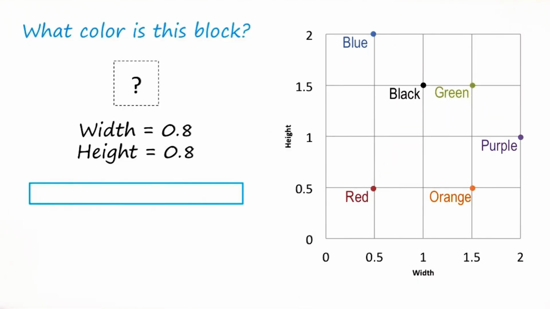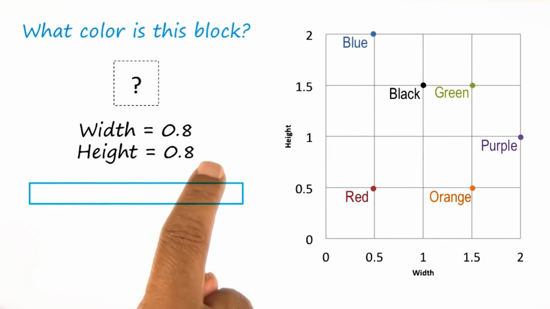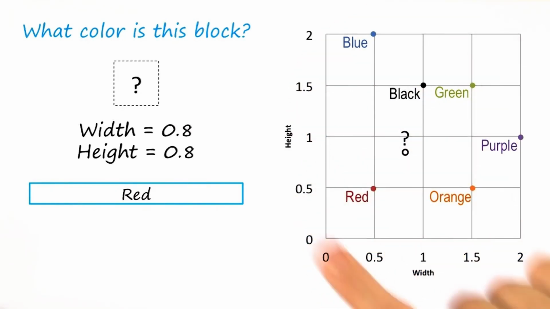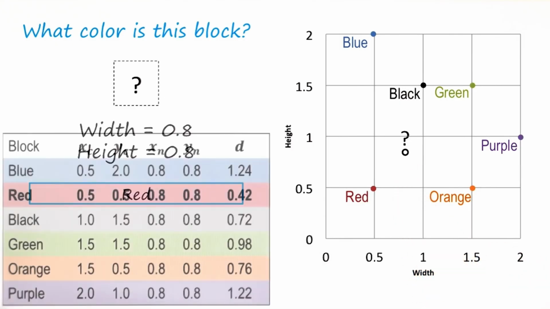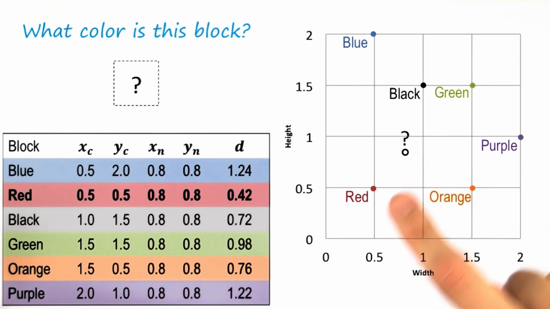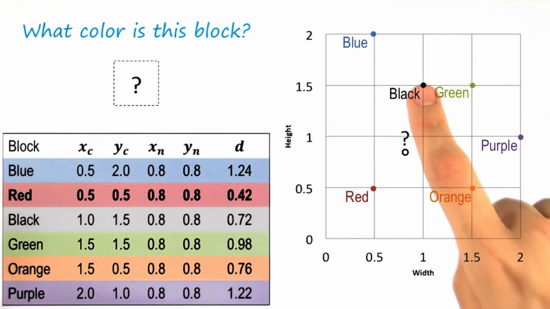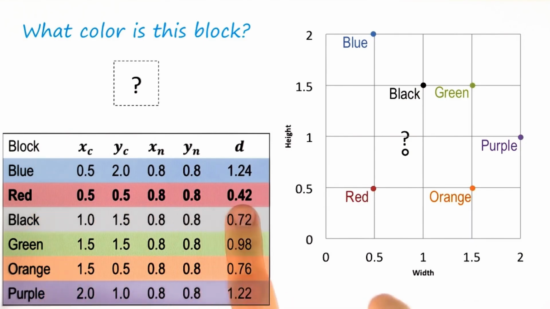Let us do an exercise together. Given the block shown here with the width of 0.8 and height of 0.8, what do you think is the color of this block? What answer did you come up with, David? I plotted the block on the same axis that we plotted all the other blocks on, and I found that it would be plotted right here. Calculating the distance between this block and all the other blocks, I found that red was just a little bit closer than orange or black. So I said the block is red.